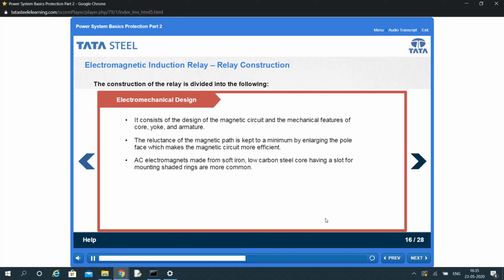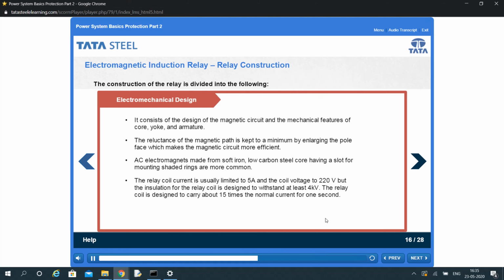The relay coil current is usually limited to 5A and the coil voltage to 220 volt, but the insulation for the relay coil is designed to withstand at least 4 kilovolts. The relay coil is designed to carry 15 times the normal current for 1 second. Click on the arrow to move to the next screen.